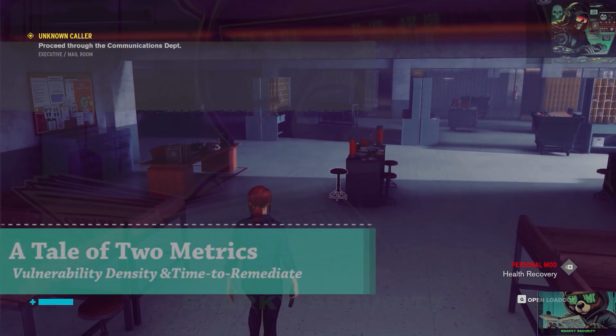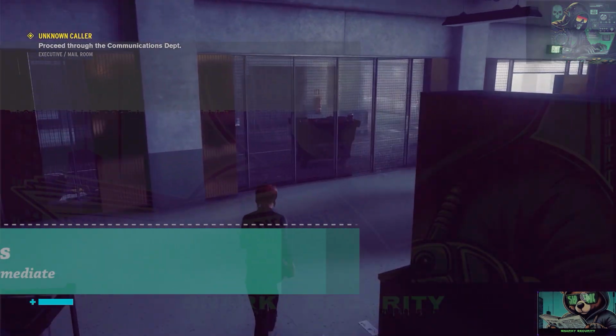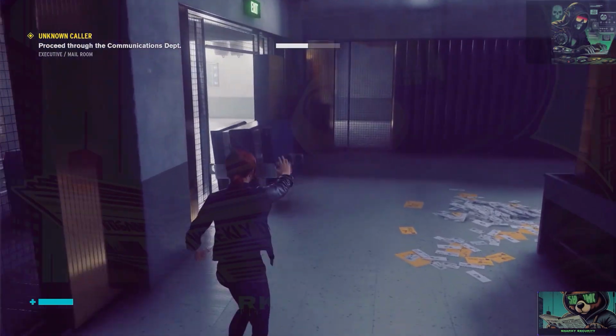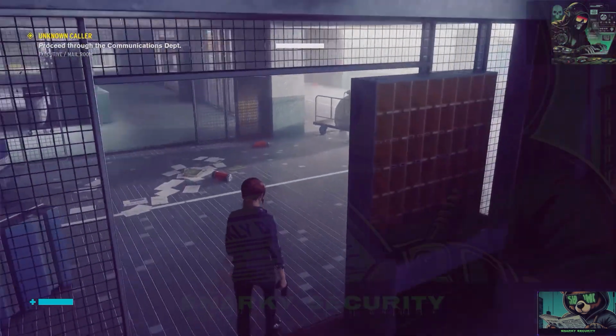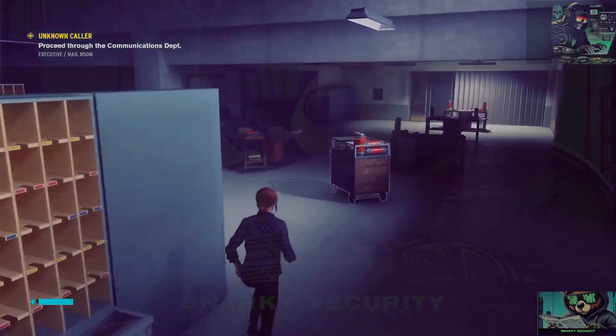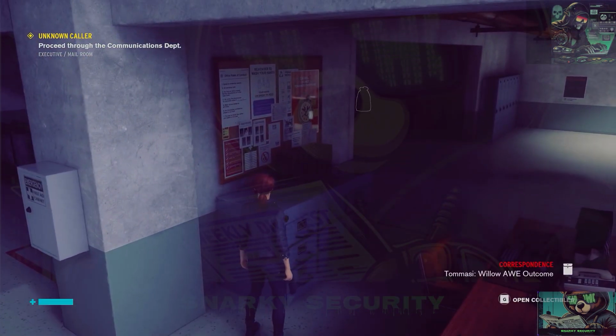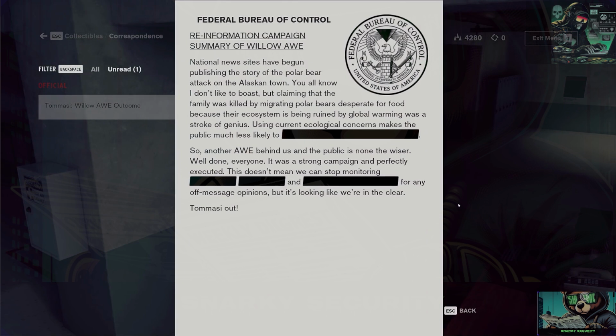Vulnerability density and time to remediate. Vulnerability density and time to remediate are two key metrics that can be used to measure the effectiveness of a CTEM program. Vulnerability density is a measure of the number of vulnerabilities per unit of code or system. It provides an indication of the overall security health of an organization's systems.